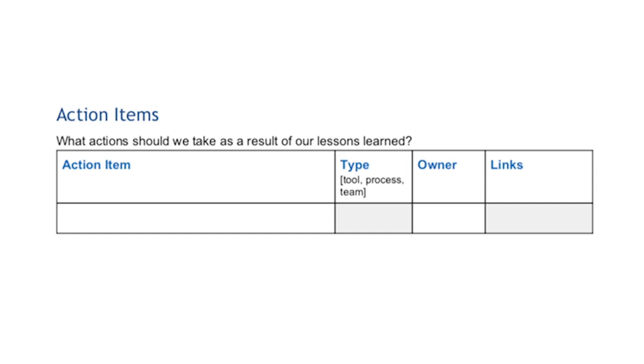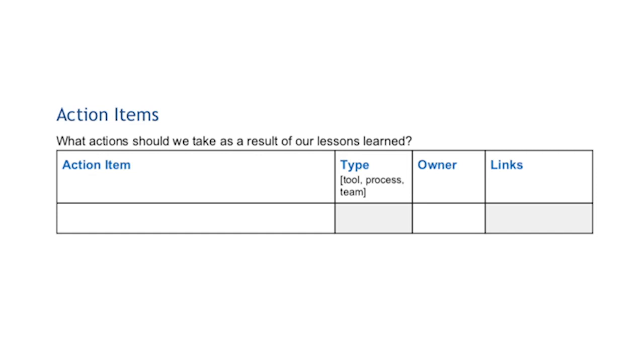The first one is action items, and we'll address the question, what actions should we take as a result of our lessons learned? You'll start on the left-hand side with the action item you want to address, then make your way through the cells to the right as you include information like type, as in is this a tool, a process, a team, or something else? Owner, who will own this action item? And relative links, consider where we're tracking this item.